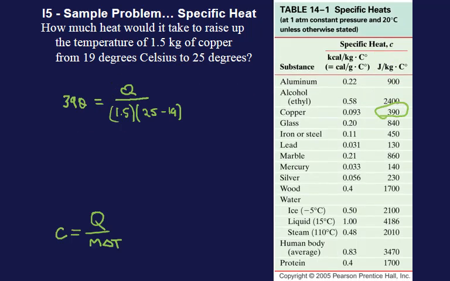Okay, so we should get a value of 3,510 joules as how much energy it would take to increase the temperature from 19 to 25 degrees Celsius. Delta T, remember, is final temperature minus initial temperature. And then you have your mass here in kilograms, and then this is the specific heat capacity, 390.